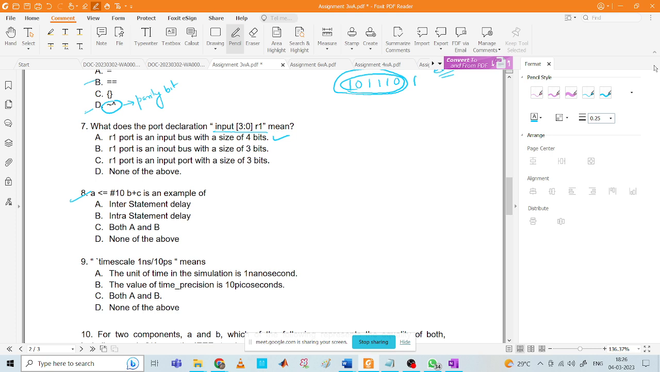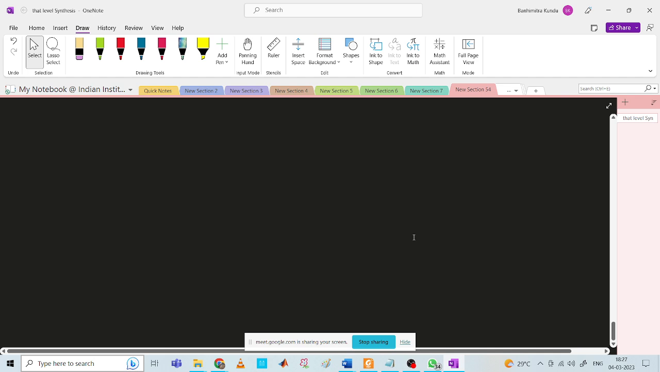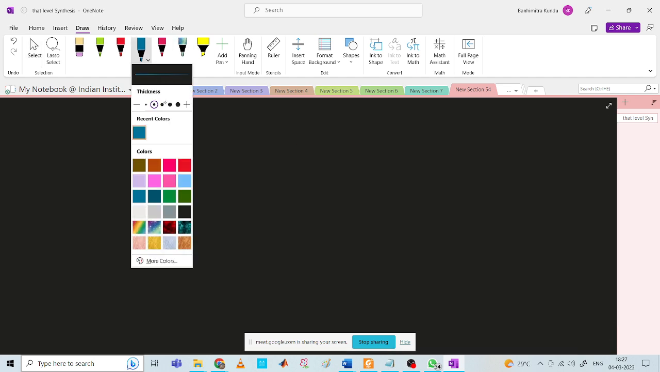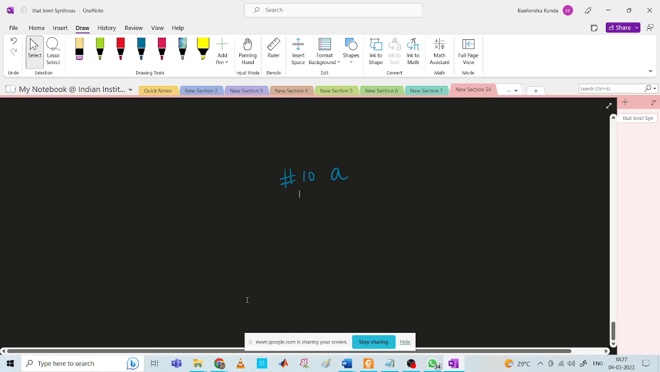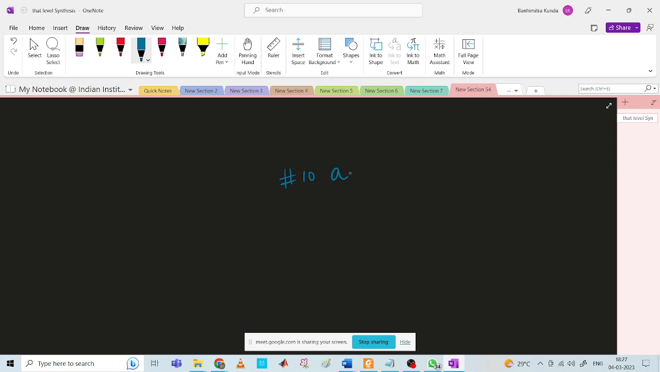Yes, I'll explain. So in intra statement, what happens is, let's say you have written A. Sir, first you calculate B plus C. Then it will assign to a temporary variable. After 10 units, it will assign to the A variable. Okay, very good.